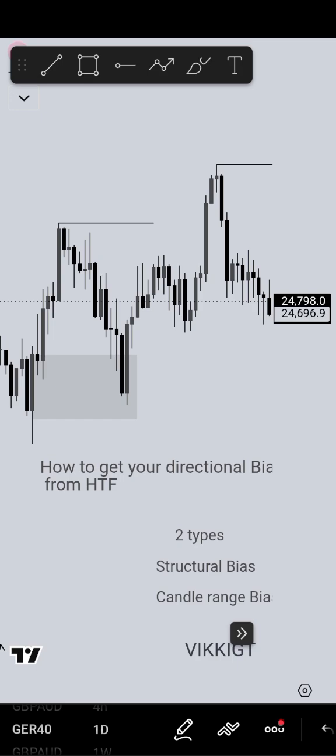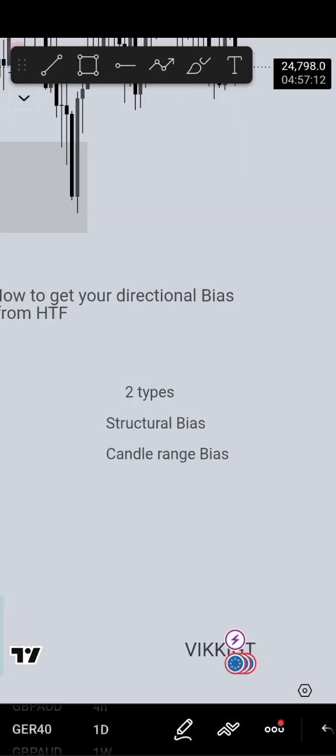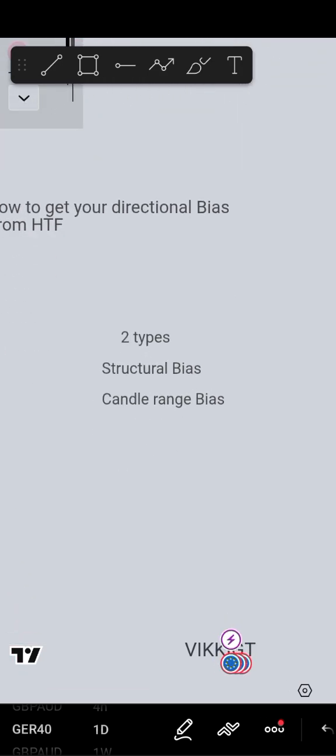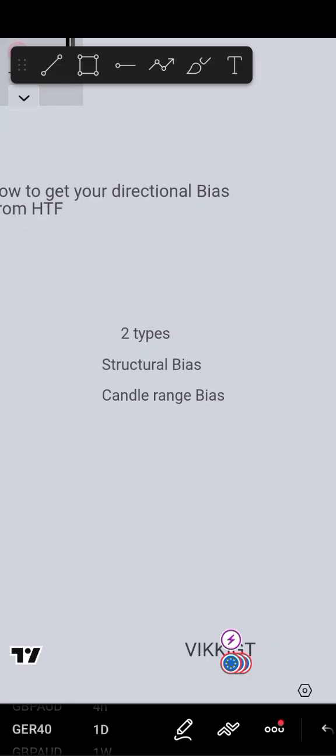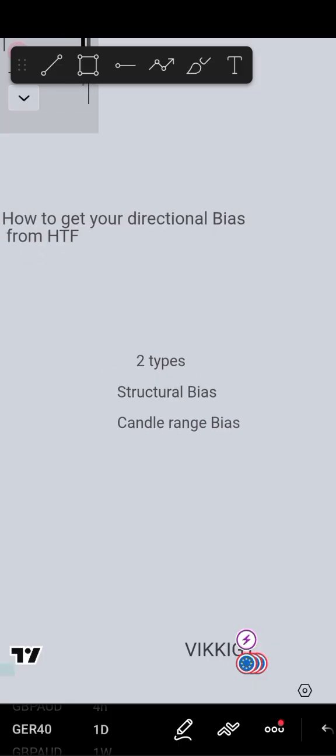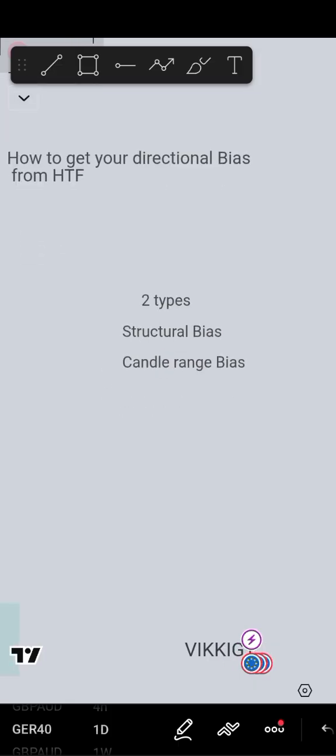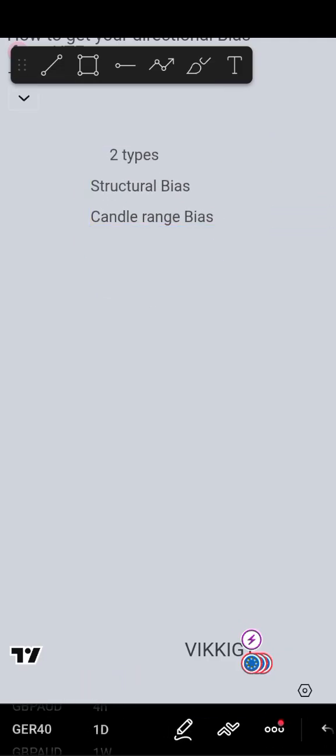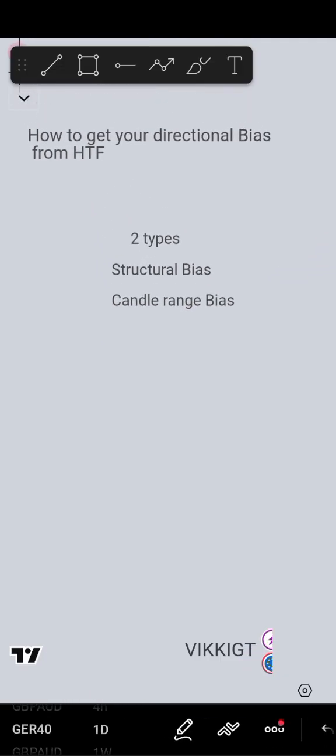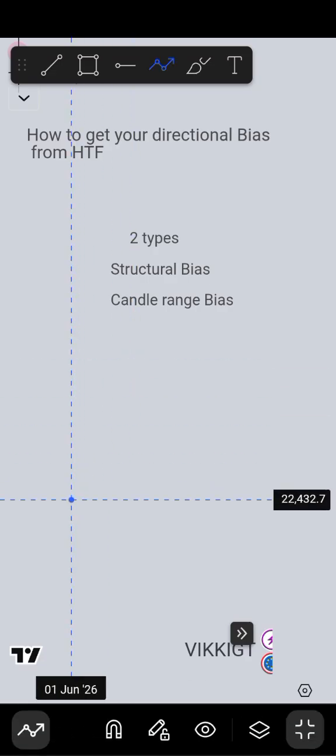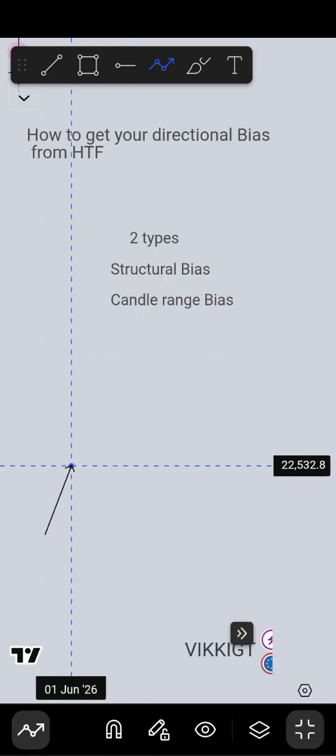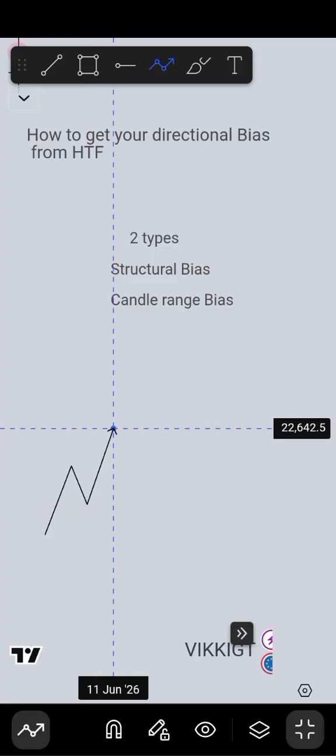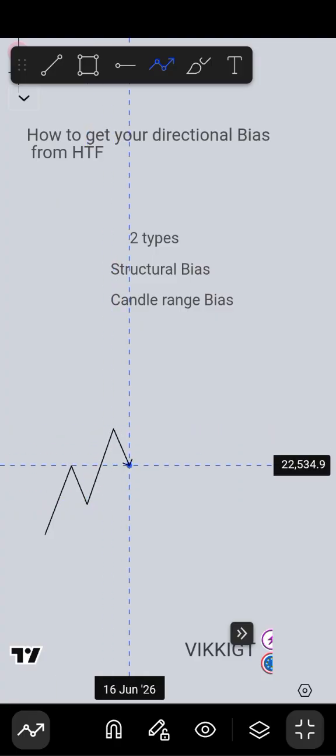So let's head over to the types of bias. We have the structural bias in line with key levels, and we have the candle range bias. First of all, let's talk about the structural bias. I hope by now a lot of traders know about market structure. So whether you're a beginner trader or an advanced trader, you still understand what I'm talking about. So let's say we have a market structure. Let's call this a trending market, which it is. So this is a trending market.